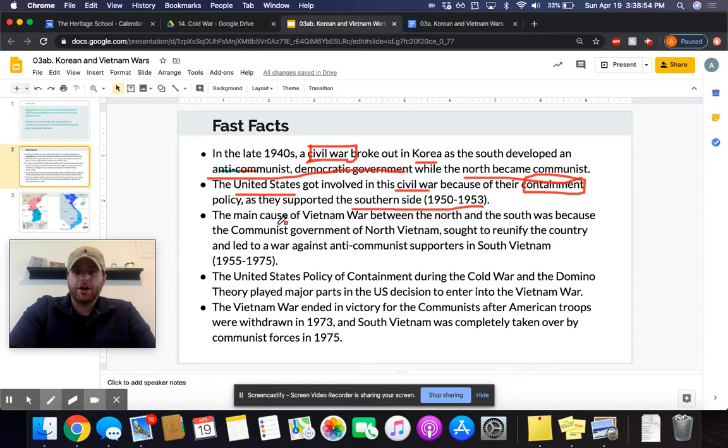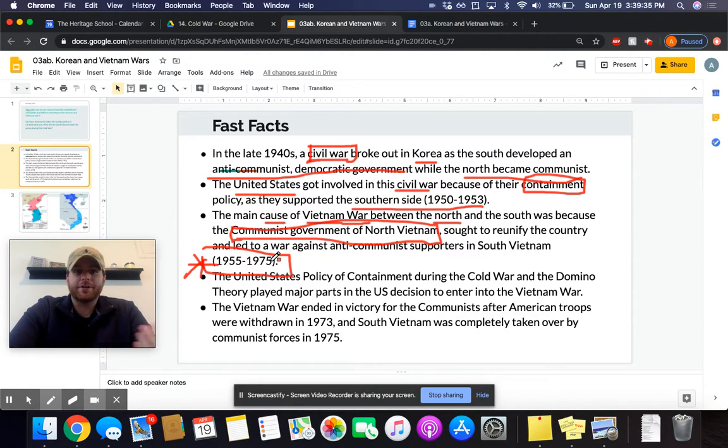Okay, so the main cause of the Vietnam War is very similar to what's happening in Korea. We see that the North is trying to become a communist-controlled government, and we see the South is more of a democratic, capitalist leaning society. So very similar to what happens in Korea, we see in Vietnam as well. One of the major differences I do want to point out here is the time frame of Vietnam versus Korea. The Korean War is much shorter in comparison to the Vietnam War.